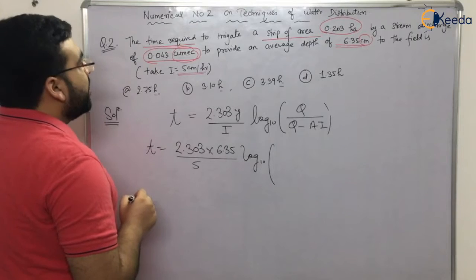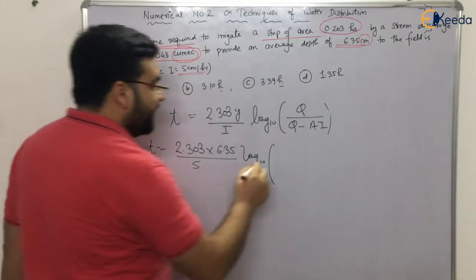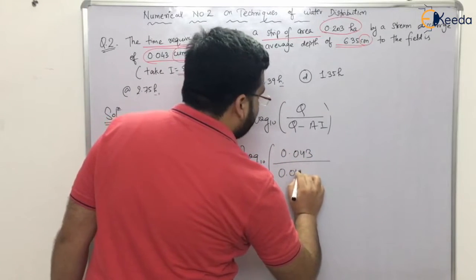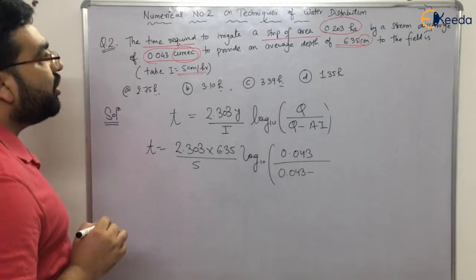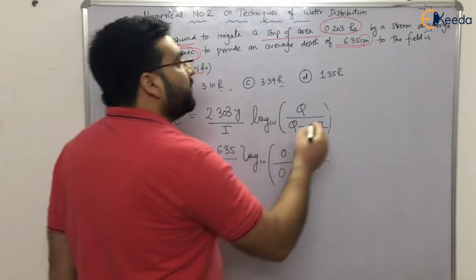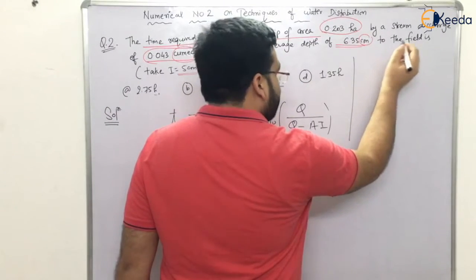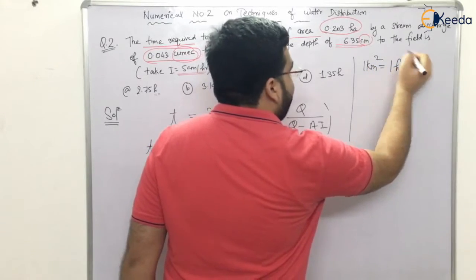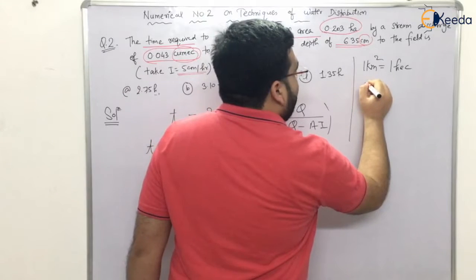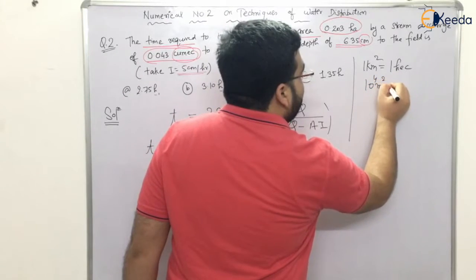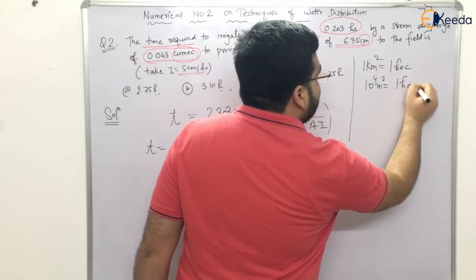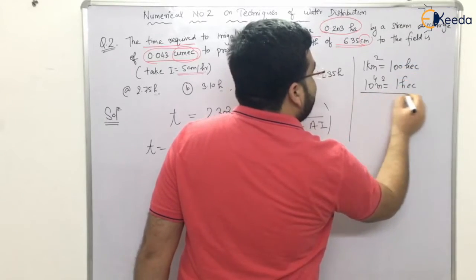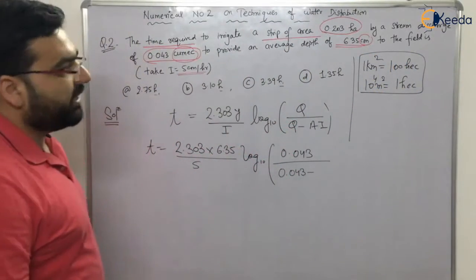Now Q is how much? Q is 0.043 cumec, so 0.043 cumec divided by 0.043 minus area, 0.203 hectares. I told you that 1 hectare is equal to 10 raised to the power 4 meter square, and 1 kilometer square is equal to 100 hectares.